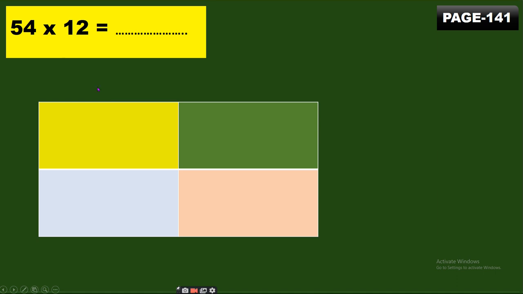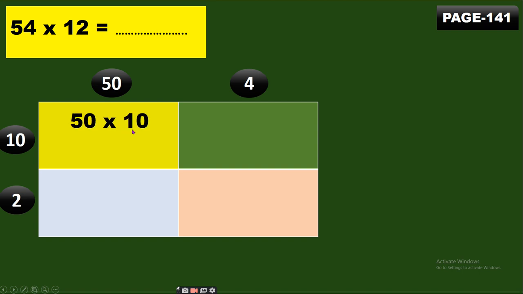So 54 equals 50 and 4. And 12 equals 10 and 2. Okay, 50 multiply by 10, 4 multiply by 10, 50 multiply by 2, and here 4 in standing line and sleeping line we get 2, that means 4 multiply by 2.